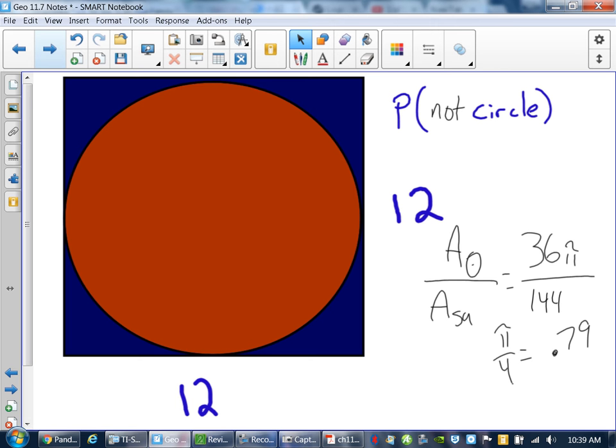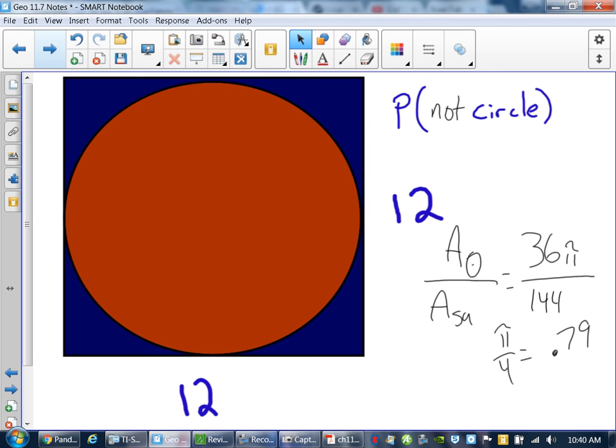Now, could you have done it either way? Absolutely. Would it have worked if I had done the area of the square, subtract the area of the circle, over the area of the square? Yes, you'll still get 0.21. What you're using is called a complement. It's when you have the probability of an event occurring, and then you have the probability of the event not occurring.